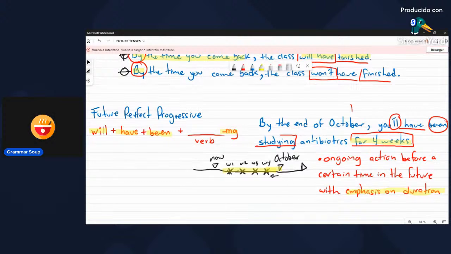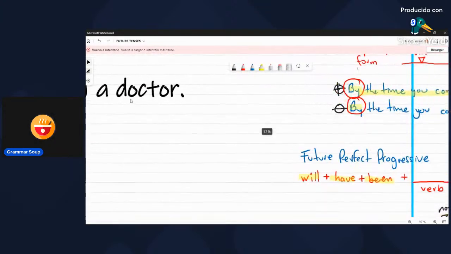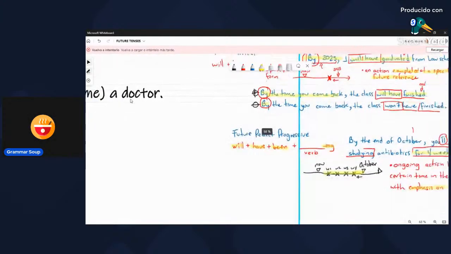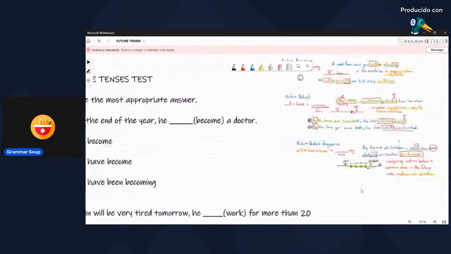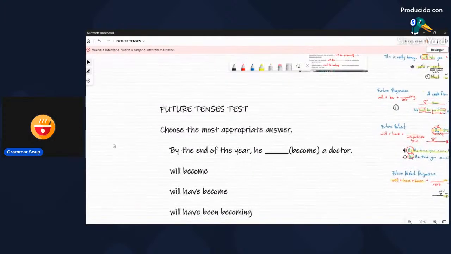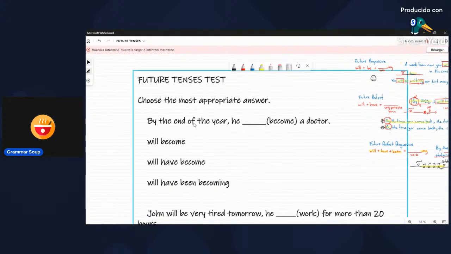Let's see if you guys can go ahead. This is a real test, guys. If you are going to do a next exam, or if you are in a very important test and you need to go through future tenses, this is gonna be really, really helpful for you guys. Okay, now let's take the first example here.